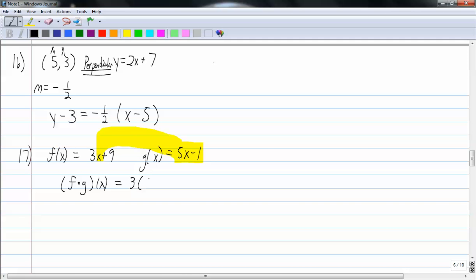So you have 3 times (5x minus 1) plus 9. Now, simplify this, so it's going to be 15x minus 3 plus 9. 15x, it's going to be plus 6. So the answer for number 17 is B, as in beta.